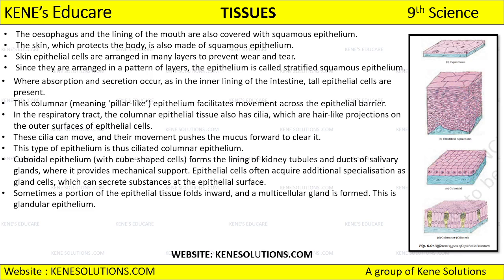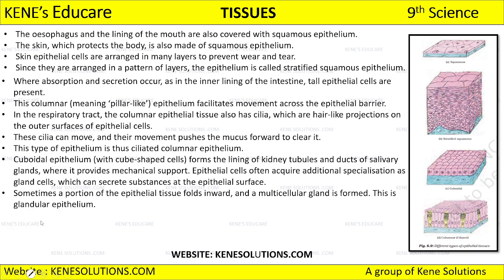Sometimes a portion of the epithelial tissue folds inward and a multicellular gland is formed. What will happen? A portion of epithelial tissue will fold inward, and that is how a multicellular gland will be formed, and this is called glandular epithelium. What do we know it as? Glandular epithelium. So I'll mark how many types of epithelium we have.